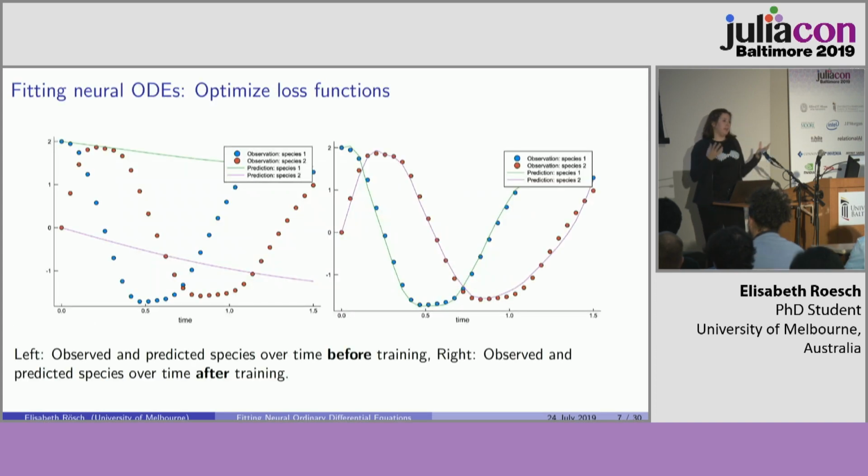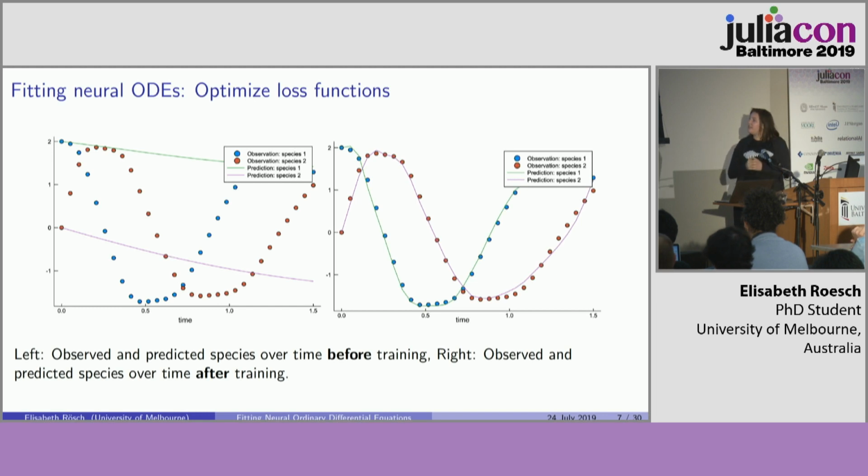Okay, so once you have defined your neural net, we need to train it, obviously. So we want to go from the left picture to the right picture. In the left picture, you can see two species we observe over time, and the prediction in the beginning with just the random parameters. And then on the right side, you can see that the prediction really aligns well with our observation. And the question, obviously, is how do we get from the left to the right picture? And that's what I want to talk to you today about.